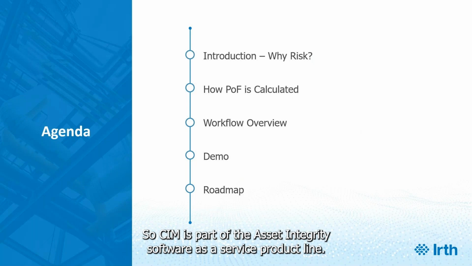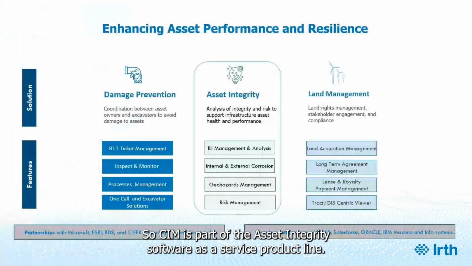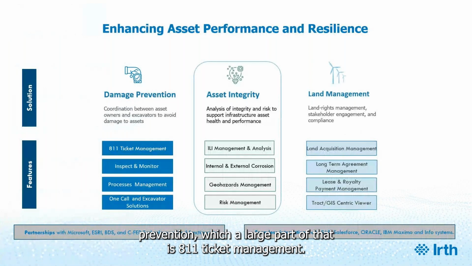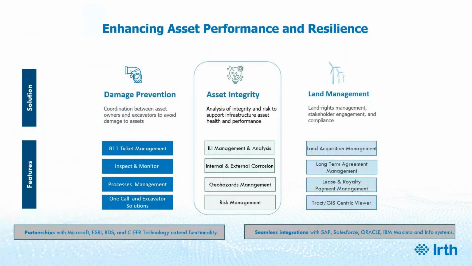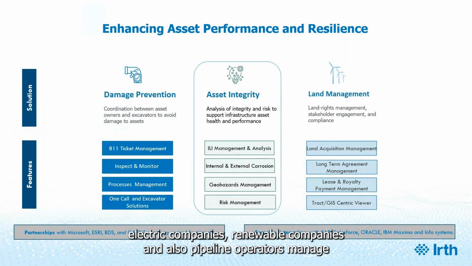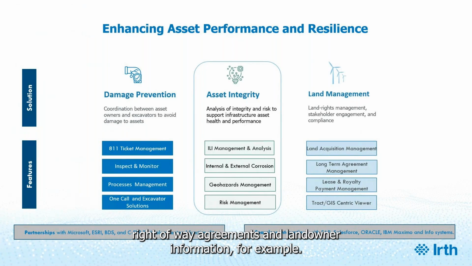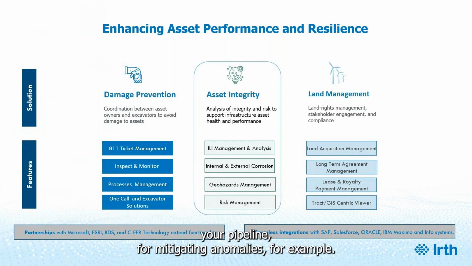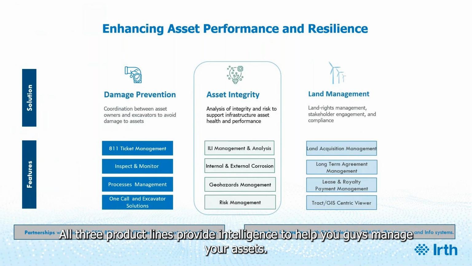So SIM is part of the Asset Integrity Software as a Service product line. Irth offers 2 other categories of SaaS solutions, one focused on damage prevention, which a large part of that is 811 ticket management. And then we also offer land management software, which helps electric companies, renewable companies, and also pipeline operators manage right-of-way agreements and landowner information, for example. So those 2 product lines help you guys when you're having to dig up your pipeline for mitigating anomalies, for example. All 3 product lines provide intelligence to help you guys manage your assets.